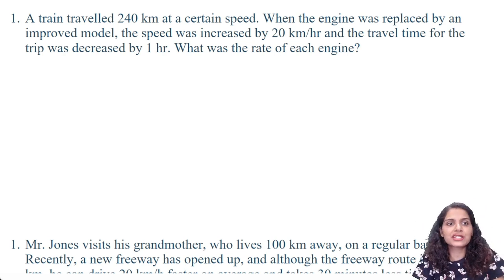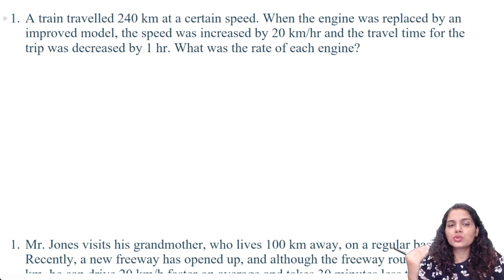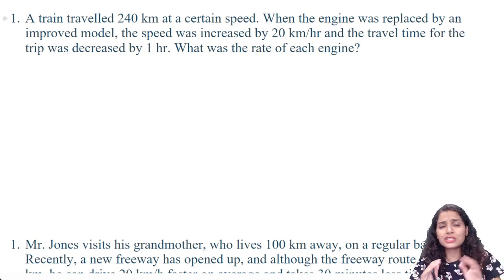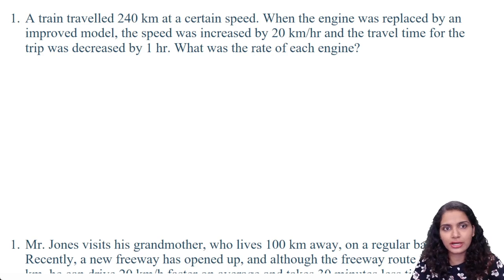Alright, let's read the next question. A train traveled 240 kilometers at a certain speed when the engine was replaced. These questions are really amazing. You're going to see these questions for sure in your exam.